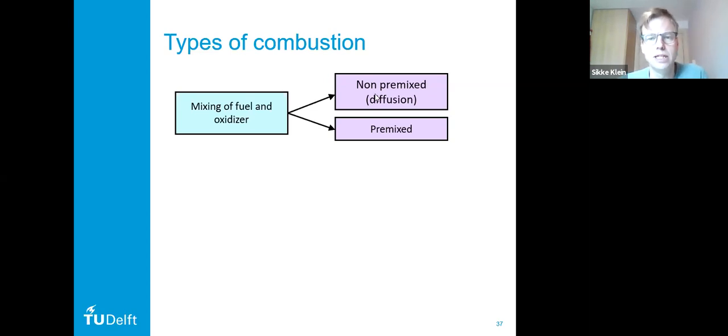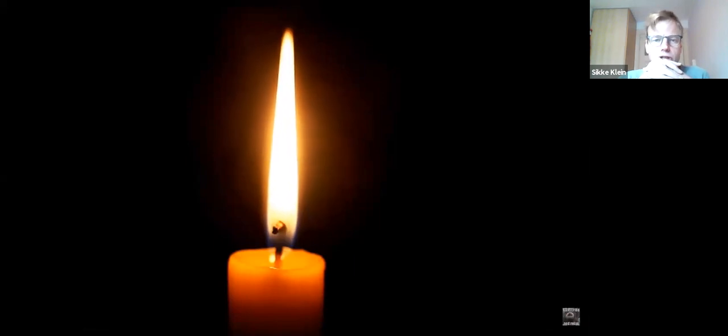And I have a question here. If we look at this candle, it's a type of combustion we'll see a lot in the coming days. Is this non-premixed or premixed combustion? Does anybody know what kind of combustion you have here? Please keep your answer in the chat. Diffusion, yes. Yeah, that's fully true.